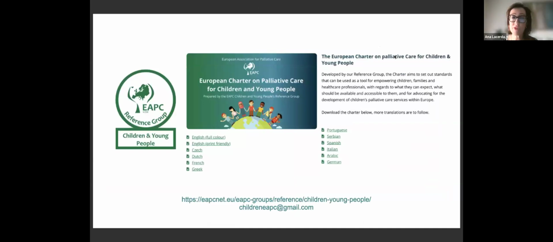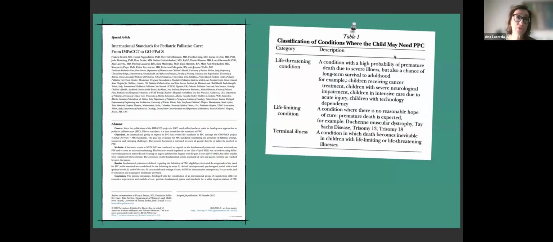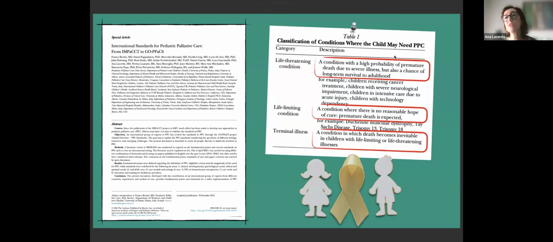Because we really don't have much time for this talk, I encourage you also to visit the page of the European Association for Palliative Care, Children and Young People working group, where you will find the European Charter on pediatric palliative care. As you can see, it's already translated in so many European languages. I'm sure you will find a version that you can read. I would also like to encourage you to read this paper, which is the latest international standards for pediatric palliative care. It again has many definitions and all the standards that we should abide to. What I would like to call your attention to here is that children with cancer do fit all the conditions that may need pediatric palliative care. So cancer can be a life-threatening condition, a life-limiting condition, and of course, unfortunately, a terminal illness.